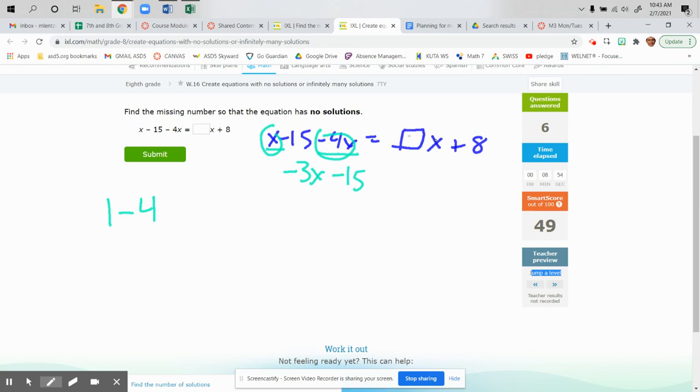So we need, obviously, a 3 to go over here. Now the question is, is it positive or negative? We want it so we're adding, so yeah, it would be negative. If I add 3x over here, this would go away. And I'm left with -15 equals 8, which is not true. So that's how I get no solution. Let's see if I can switch back.